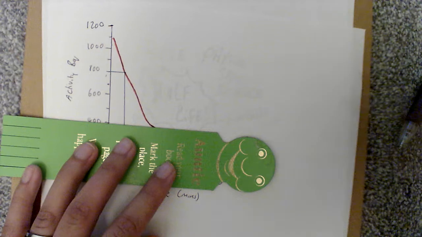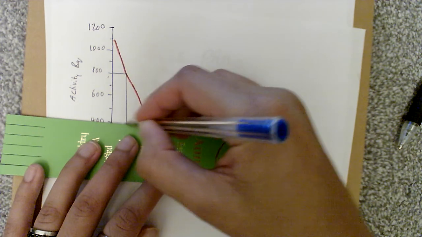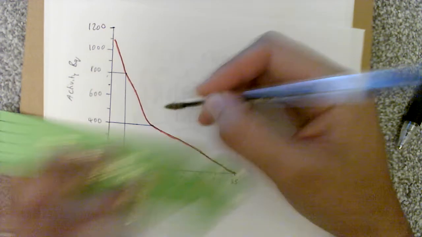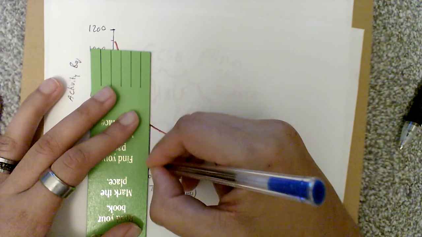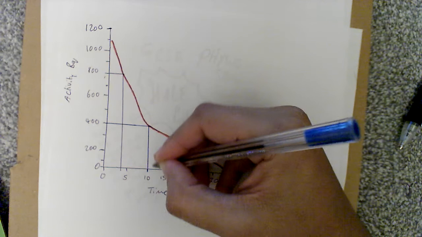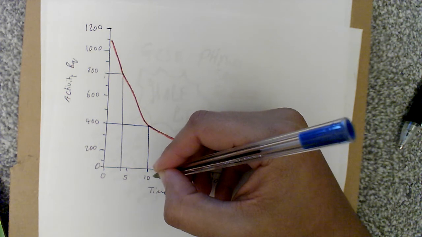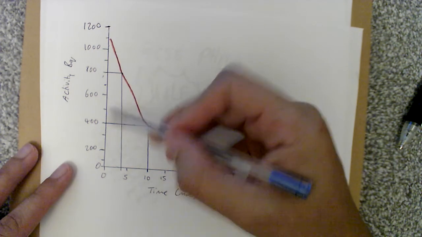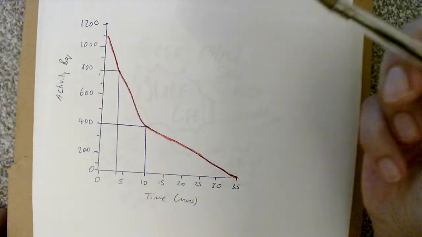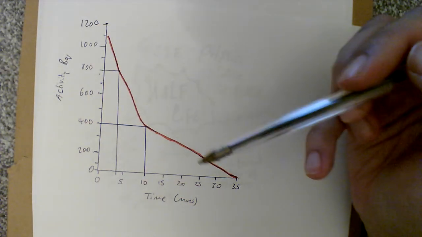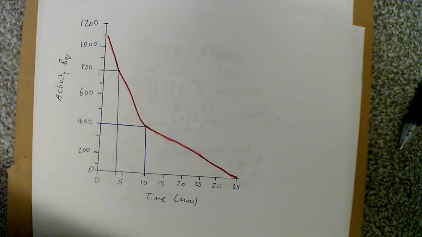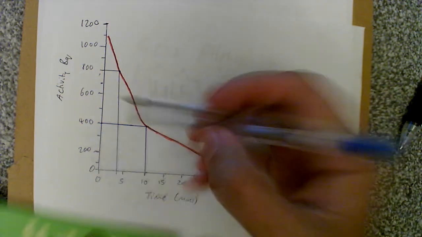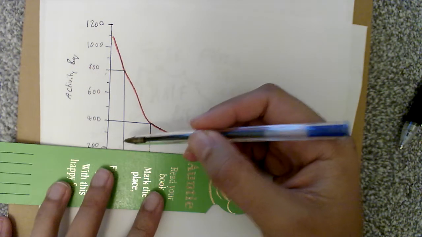I'll do this in blue this time. Find 400, go across, and then you go down. So here, as you can see, it's directly at 10. Then if it asks you what's the activity of the radioactive substance, let's say half of 400, you're going to halve it again, so you know that half of 400 is 200.